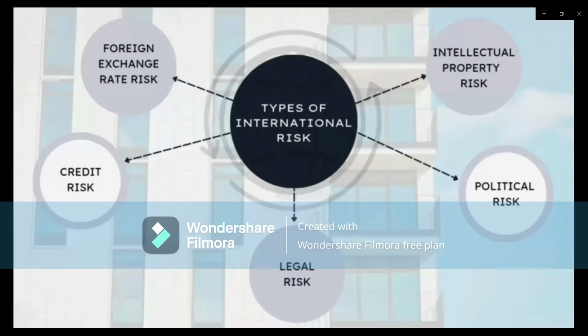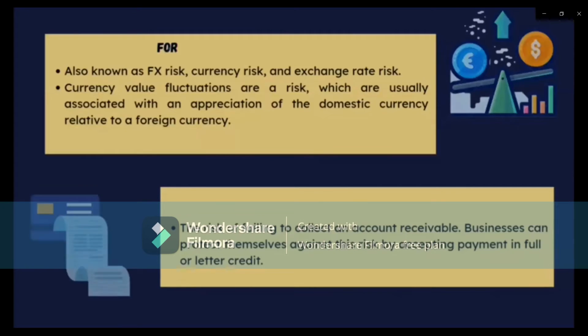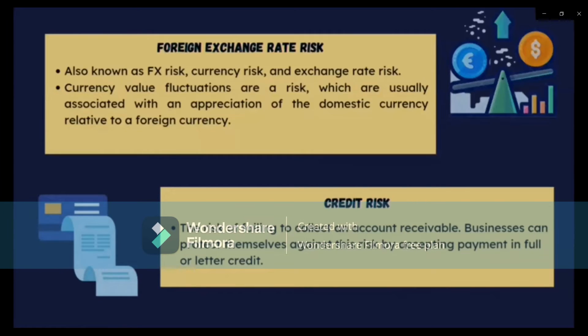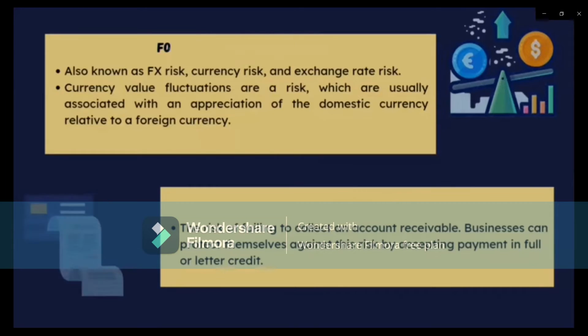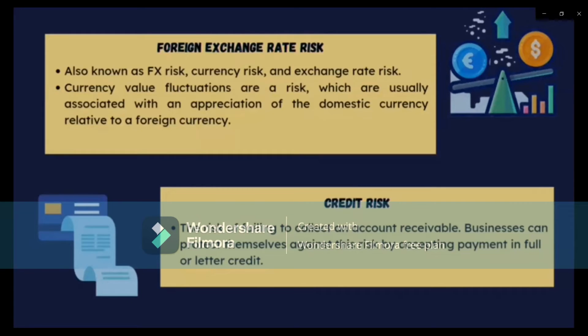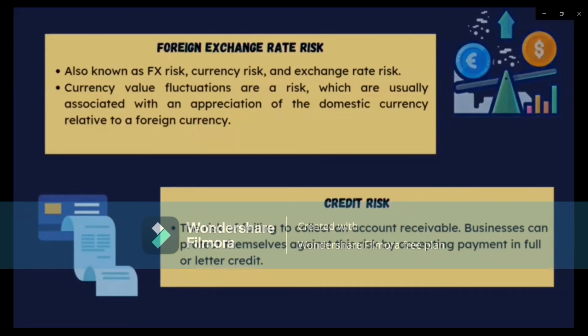This slide is about the types and examples of international risk, which are foreign exchange risk, credit risk, legal risk, political risk, and intellectual property risk. Firstly, foreign exchange risk, also known as FX risk, currency risk, and exchange rate risk. Currency value fluctuations are a risk, which are usually associated with an appreciation of the domestic currency relative to a foreign currency. Secondly, credit risk, the risk of failing to collect an account receivable. Businesses can protect themselves against this risk by accepting payment in full or letter of credit.